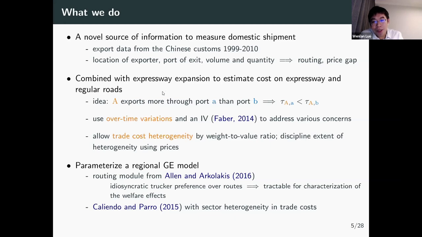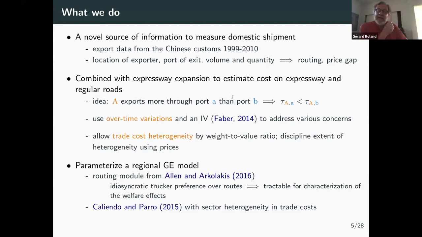So the idea is very simple. The simplest case study can be viewed as below. Suppose a city A exports more through port one than port two, then you would think that there must be some reason for that. One of the potential reasons is that the trade cost between city A and port one is smaller than the trade cost between city A and port two. And if the travel distance between city A and the two ports also differs due to the network structure, then this different exporting share has some information on the relative trade cost, and will help discipline the mapping from the road network to the trade cost.